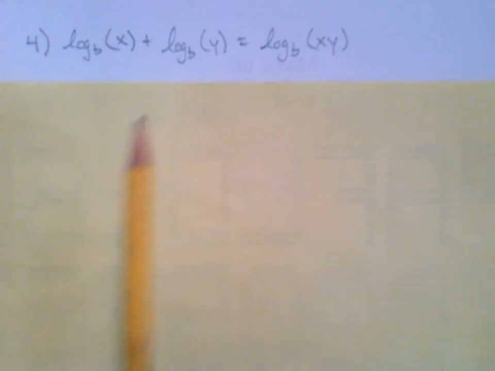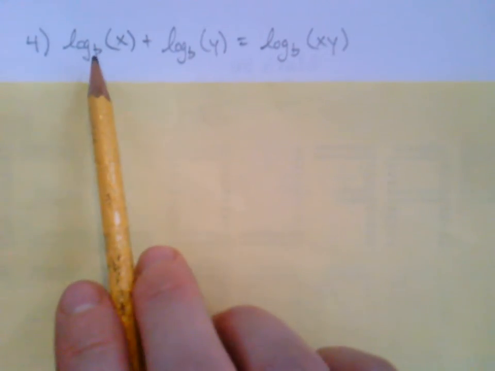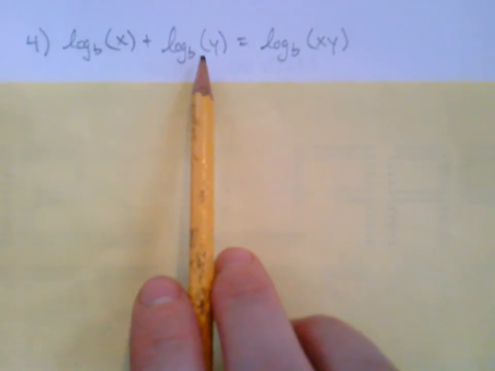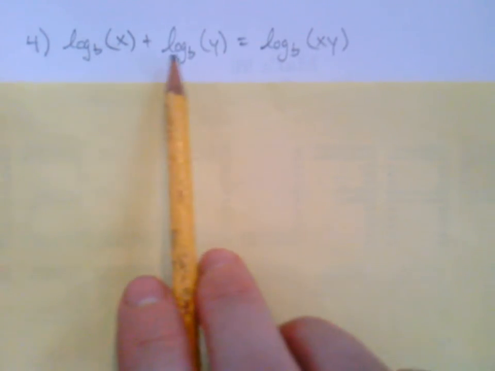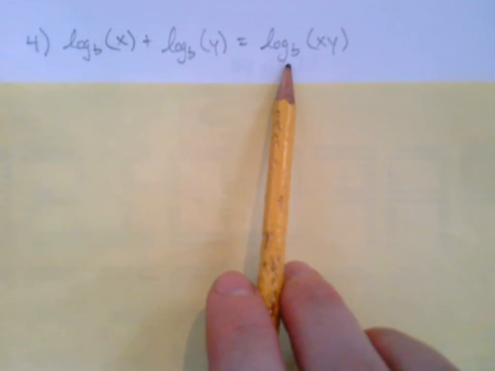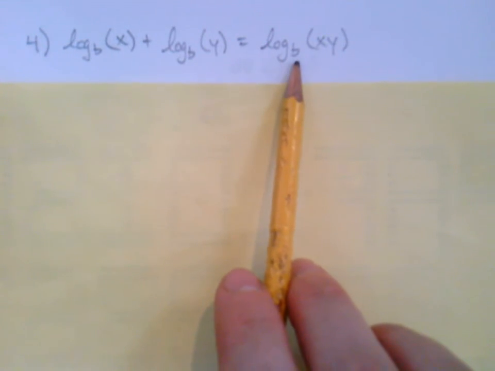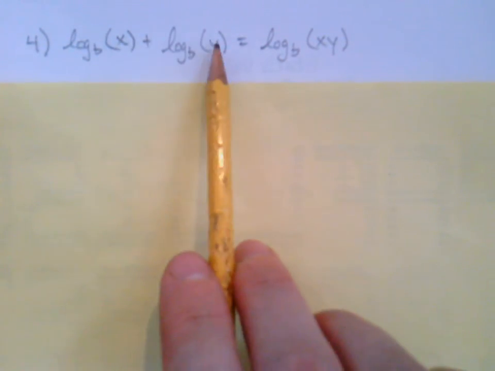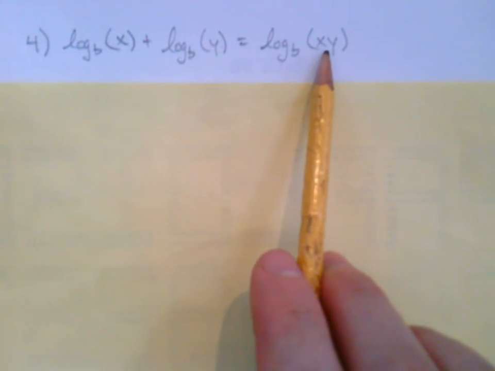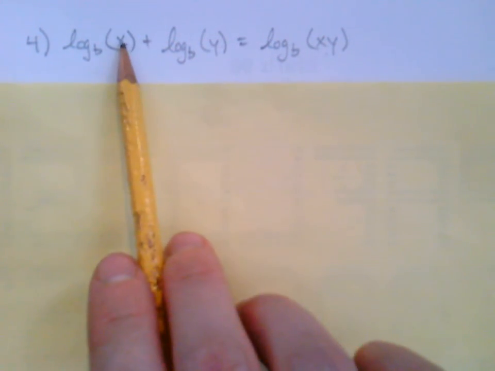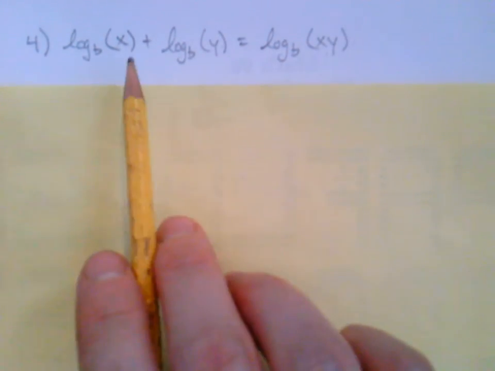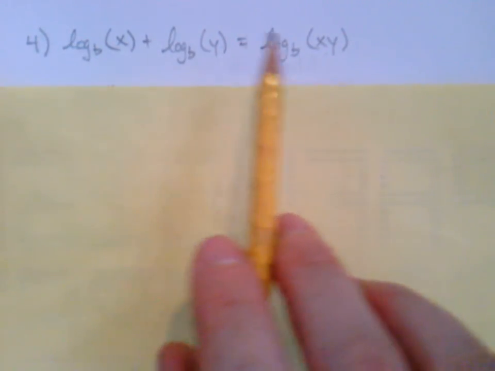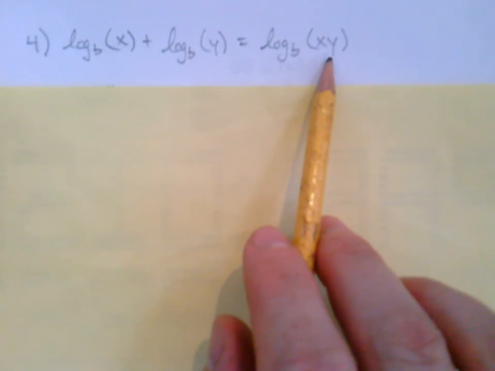Now this is strange. The log of x with base b plus the log of y with base b. If you're adding two logs and they have the same base, you can combine them into a single logarithm with base b, and then we multiply the two arguments. So the new argument is the product of the old arguments. You're like, what is that? What a strange rule. If I add two logs, it's actually just one log, and I multiply the two arguments?